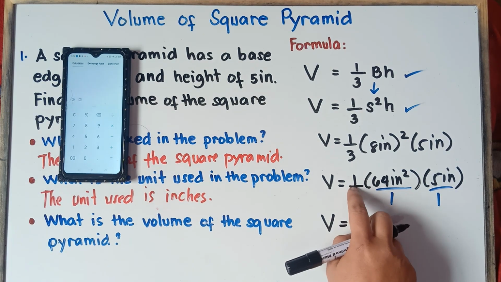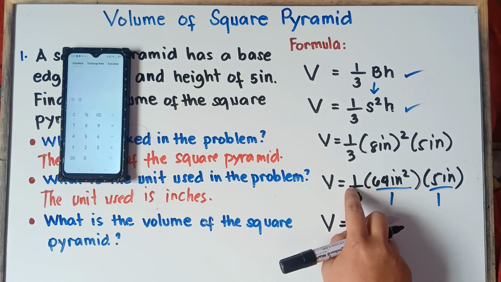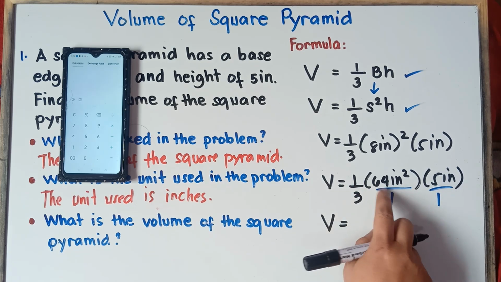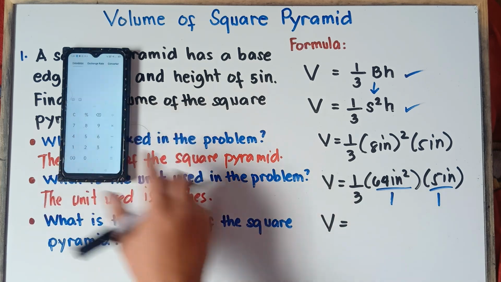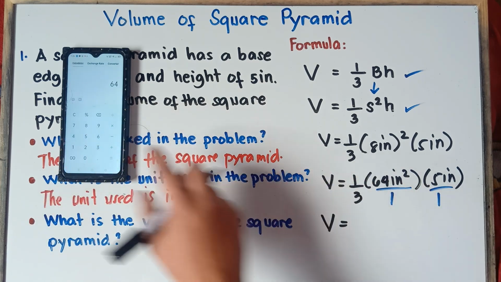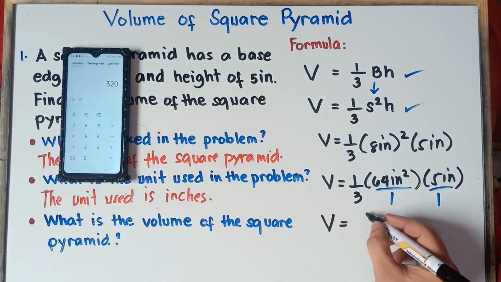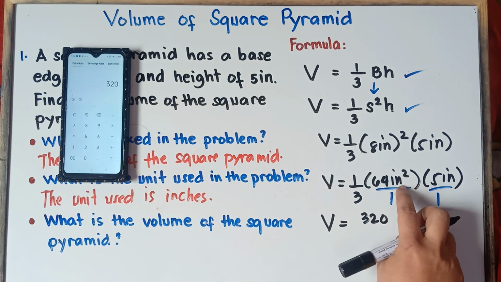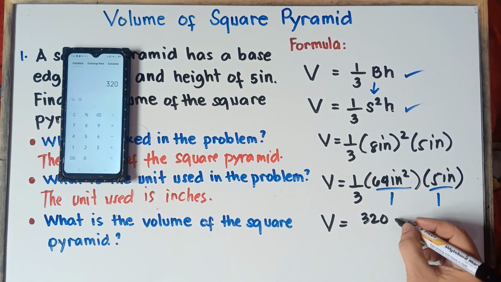So we can still ignore 1. So once again, class, simply ignore 1 because 1 times 64, that is 64. So this will be 64 times 5. The answer is 320. And then inches squared times inches, that would be cubic inches.